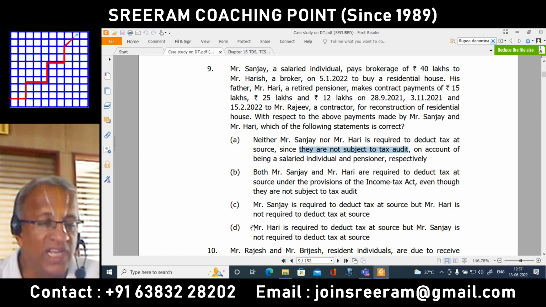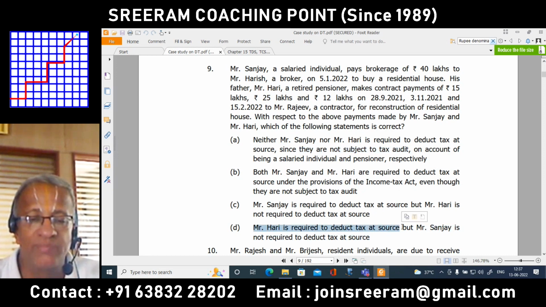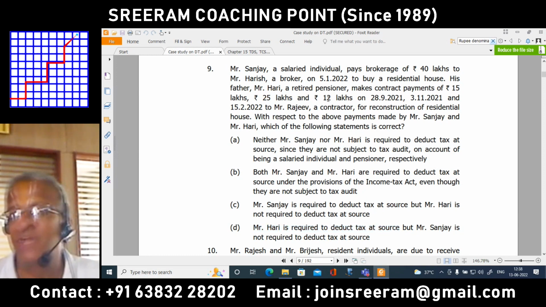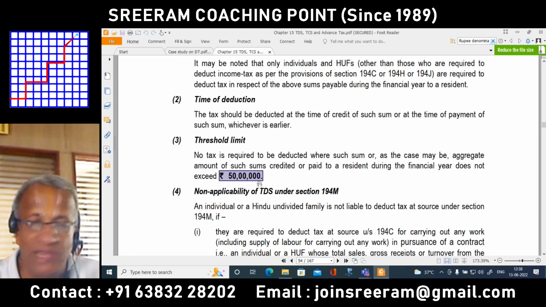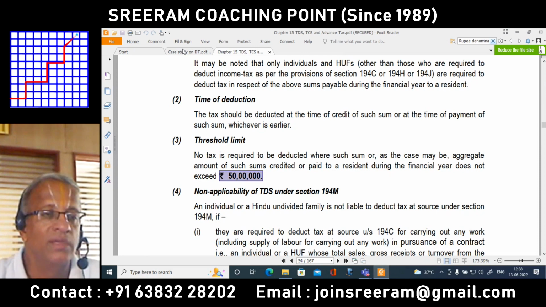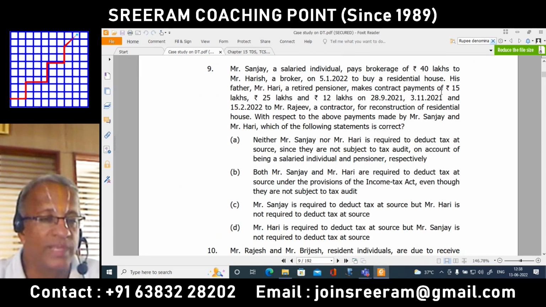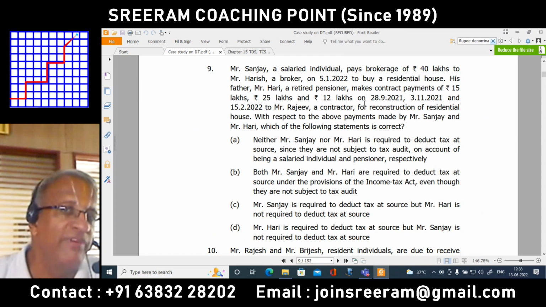Now we are going to get it confirmed clearly that Hari is subjected to deduct tax. Now let's sum up the payments that he had made. 15 lakhs, 25 lakhs, and 12 lakhs cumulatively, and after taking the 12 lakhs, it crossed the threshold point. I mean, you should have it a little greater than 50 lakhs for it to apply. And in this particular case, if you sum up all the three payments, it is exceeding 50 lakhs.